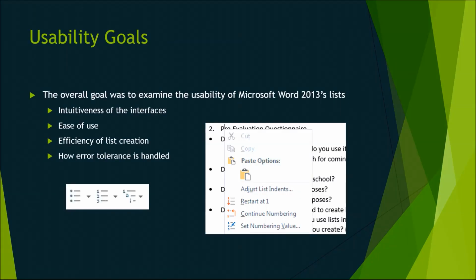The usability goals. The overall goal was to examine the usability of Microsoft Word 2013's list, in particular, the intuitiveness of the interfaces, ease of use, efficiency of list creation, and how error tolerance is handled. We will be looking at the action bar at the top of the screen, which contains bulleted lists, numbered lists, and specific numbered lists. We will also be looking at the right-click shortcut menu, which provides several options to the user.